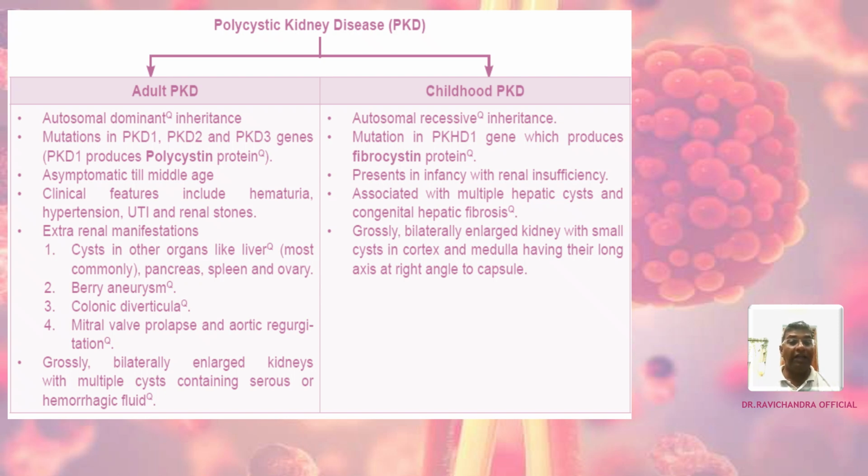Grossly, a bilaterally enlarged kidney is present in both adult PKD and childhood PKD, but there are multiple cysts containing serous or hemorrhagic fluid in adult PKD, whereas in childhood PKD the cysts are microcysts present in the cortex and medulla, having their long axis at right angles to the capsule. There will be no communication with the renal pelvis in polycystic kidney disease, and in hydronephrosis there will be communication between the cyst and the renal pelvis.